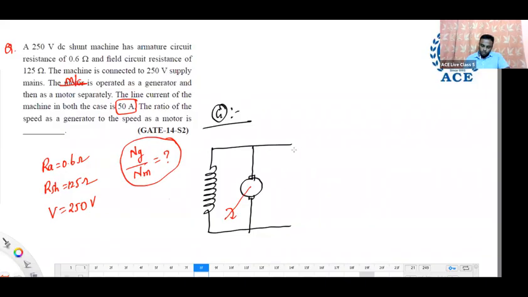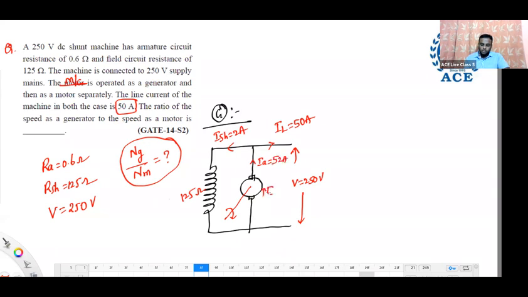So in case of generator, what is the terminal voltage? 250. Generator or motor, terminal voltage is 250 only. What is the line current in both cases given? 50 amperes. And RSH is 125, so ISH is what? 250 by 125, V by RSH. ISH will be 2 amperes. Then what is IA? Sum of the two. 50 plus 2 is 52 amperes.